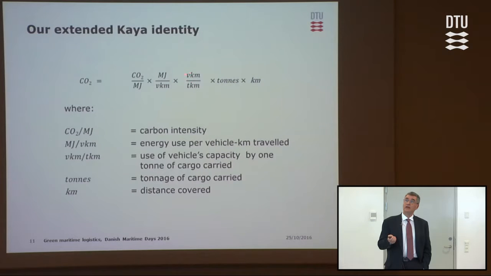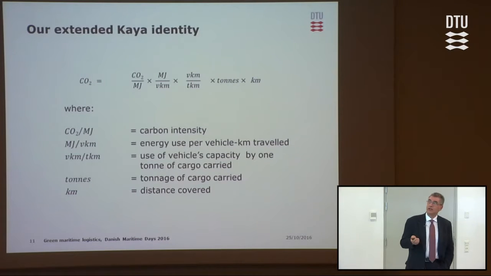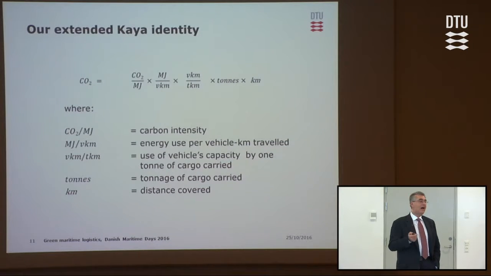And then here is the ratio. This is basically how many vehicle kilometers we need to transport a specific number of ton kilometers. And then tons lifted and the average distance of the haul.